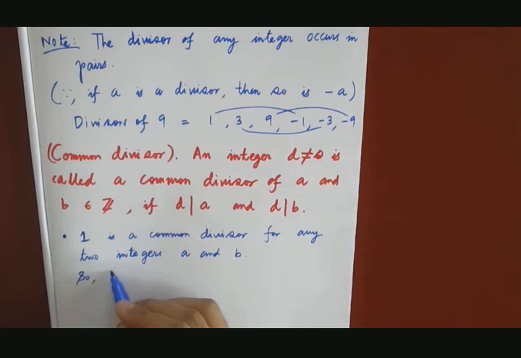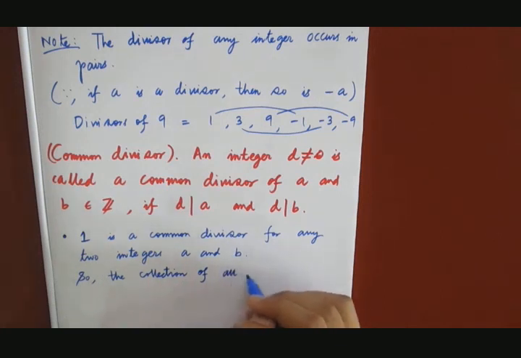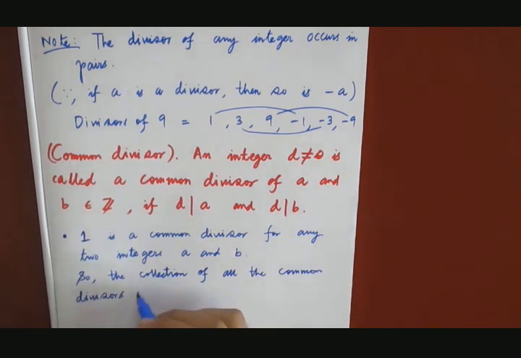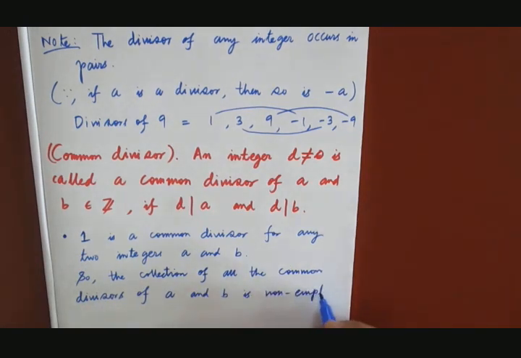So the collection of all the common divisors of a and b is non-empty. If I am collecting all the common divisors of two particular integers a and b, definitely that collection will contain 1, so the collection is non-empty. Now my question: will this collection be finite or infinite? For some particular a and b, will it always be finite or can it be infinite?